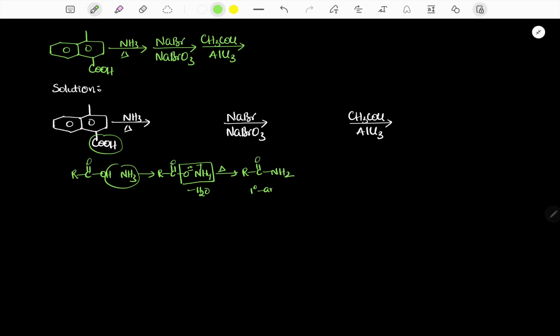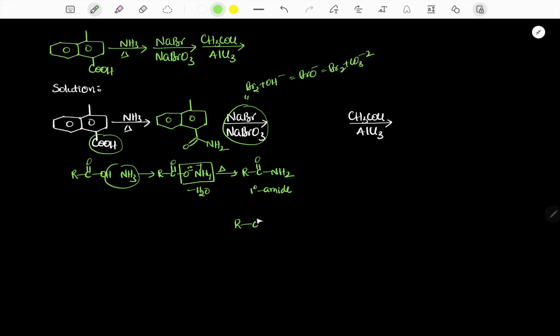So here we get our corresponding primary amide. Now this primary amide is treated with NaBr and BrO3 minus. So this is equal to Br2 plus OH minus, equal to BrO minus, equal to Br2 plus CO3 2 minus.